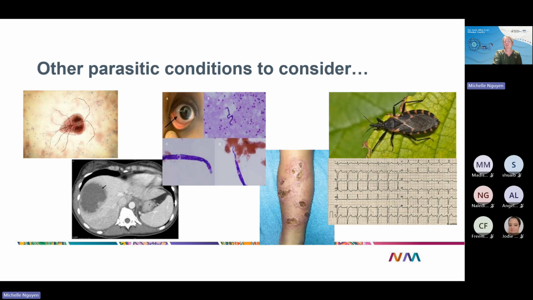So before we move on to other things, I've got a few other parasitic conditions that I just wanted to quickly mention. And I've got some photos here. There's 5 different conditions. So moving across the screen, you can see the last one on the right there, there's an ECG and a bug.